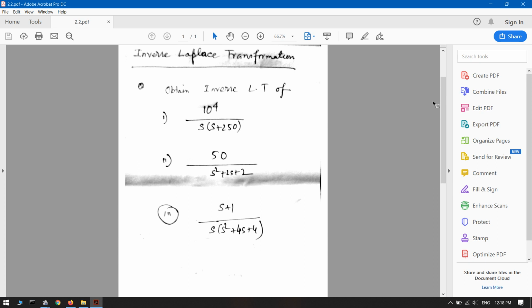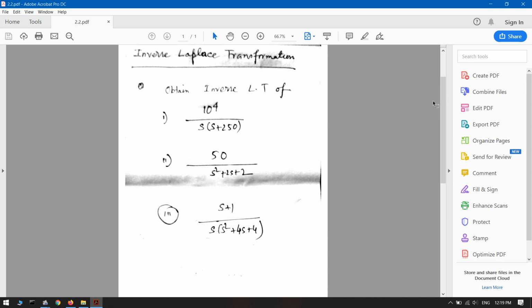Can you solve the second one? Yes, sir. 50 by s square plus 2s plus 2. So again, the denominator is a polynomial of degree 2, so we have to factorize this one. What will that be? It will be 50 by (s plus 1 plus j) into (s plus 1 minus j).